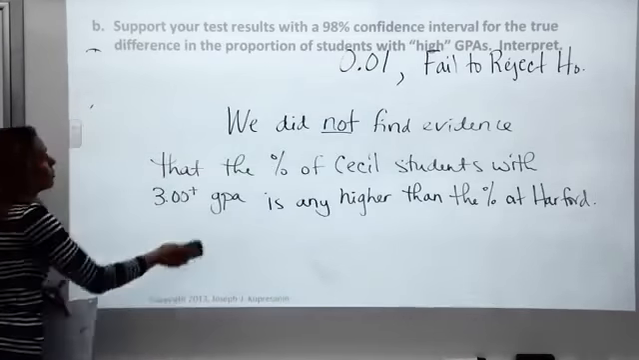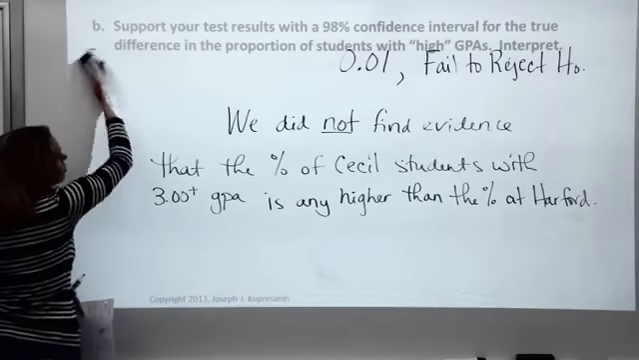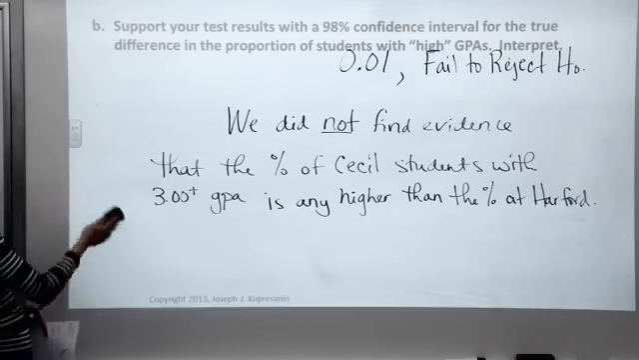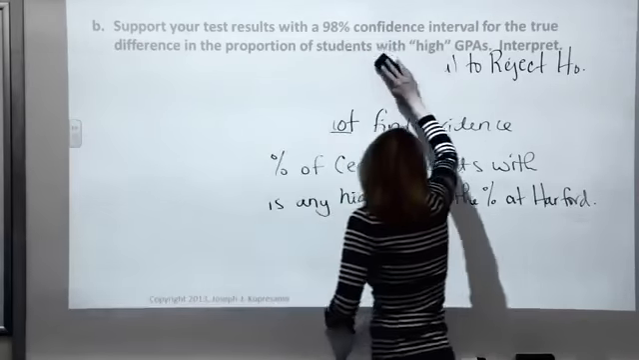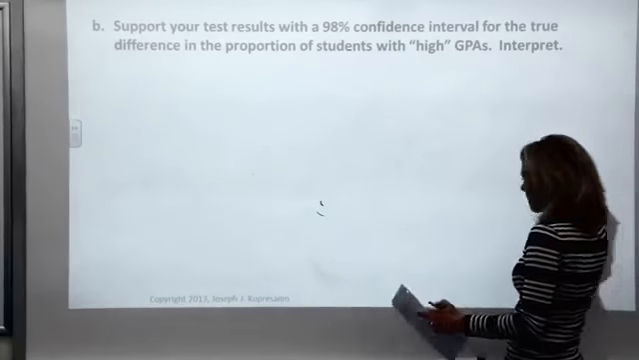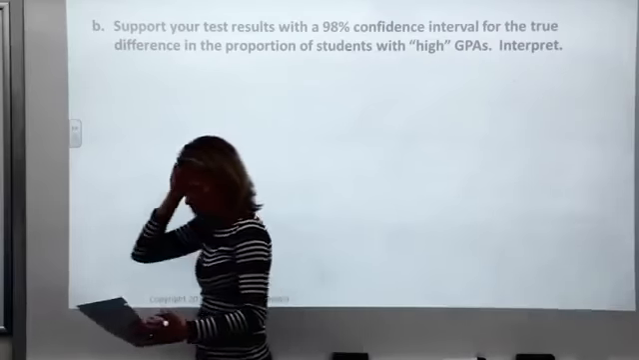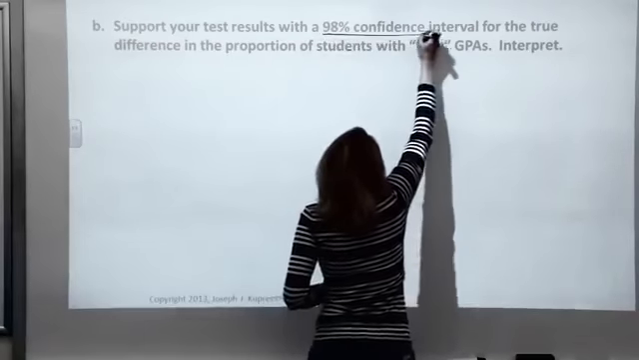So support your test results with a 98% confidence interval for the true difference in the proportion of students with high GPAs, and we'll interpret that. All right, so first thing, why a 98% confidence interval?